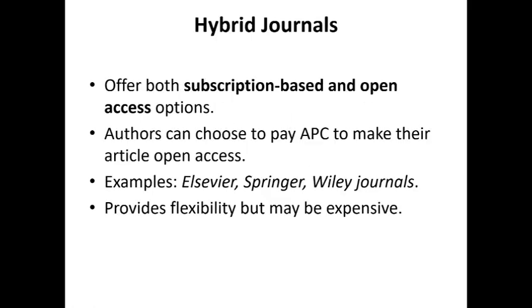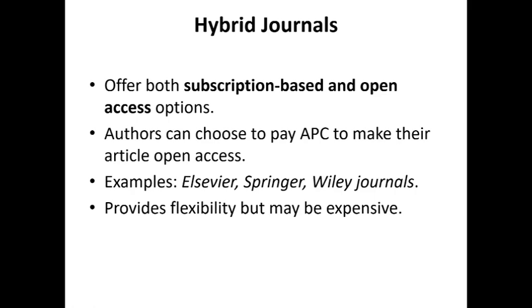Then hybrid journals. These are journals now available both subscription based as well as open access, and the author can choose whether to pay the APC. If the author is paying the article processing charge, then it will be open access, available free for the whole community. So that is hybrid. Elsevier, Springer, Wiley journals, you may know, all are like that.